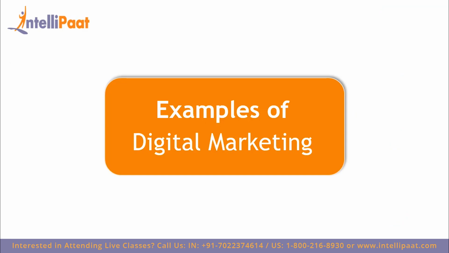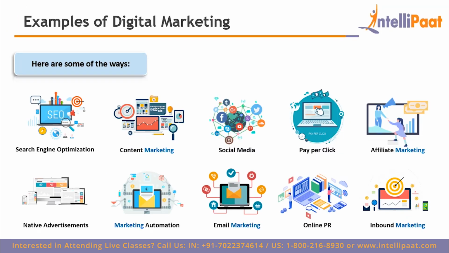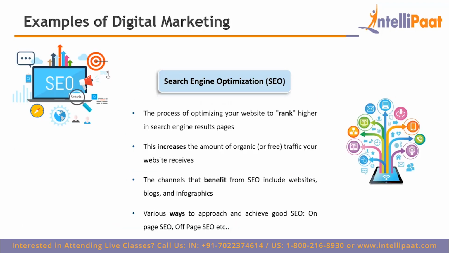So this quickly brings us to the examples of digital marketing. In my opinion, there are pretty much 10 ways we can go about using digital marketing. Everything from search engine optimization, content marketing, social media, pay-per-click, affiliate marketing, native advertisements, marketing automation, email marketing, online PRs, and inbound marketing as well, guys. So let's quickly walk through each of these examples of digital marketing.